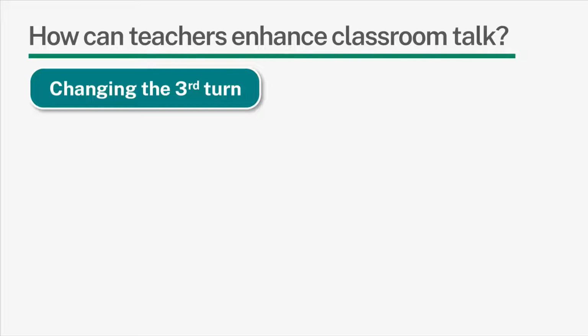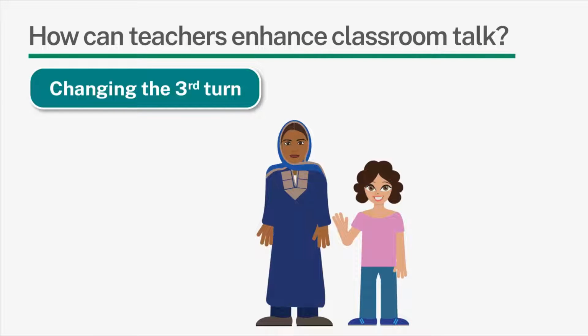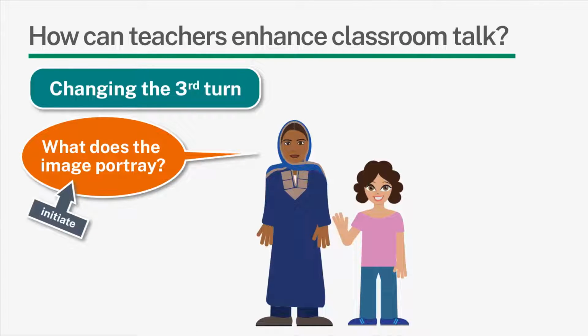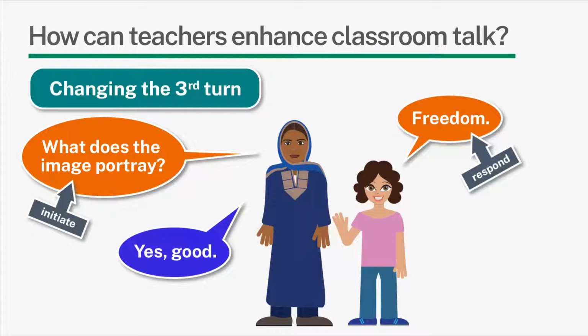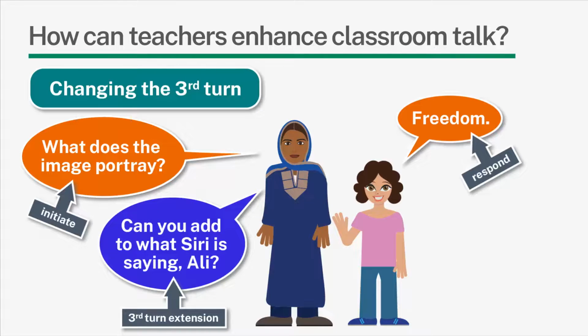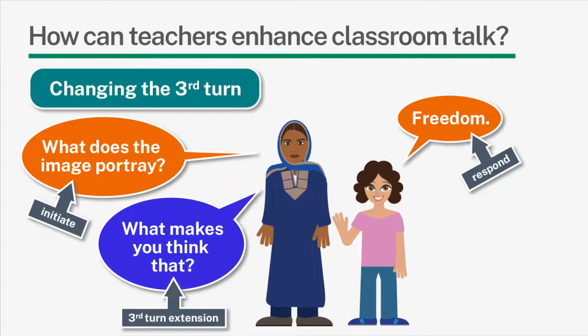Changing the third turn. The most common teacher-pupil talk sequence in a classroom follows an IRE pattern, where 1. The teacher initiates talk, I, 2. The pupil responds, R, and 3. The teacher evaluates the response, E. For example, we can see here the teacher asks, "What does the image portray?" The student responds, "Freedom," and the teacher says, "Yes, good." This pattern has its uses, but to encourage more dialogue and extend learners' thinking, change the third turn. For example, add a question to the end, asking the learner to build on, justify, or clarify their answer.